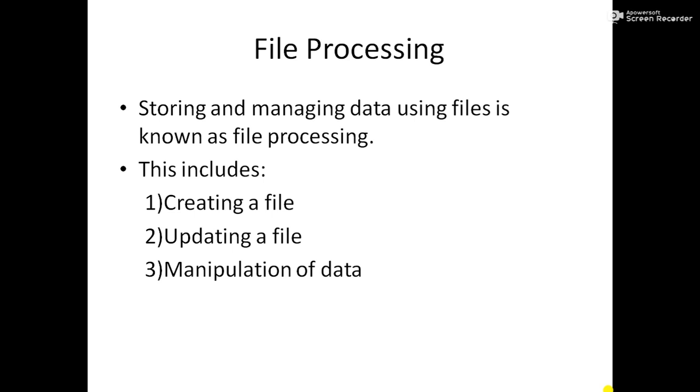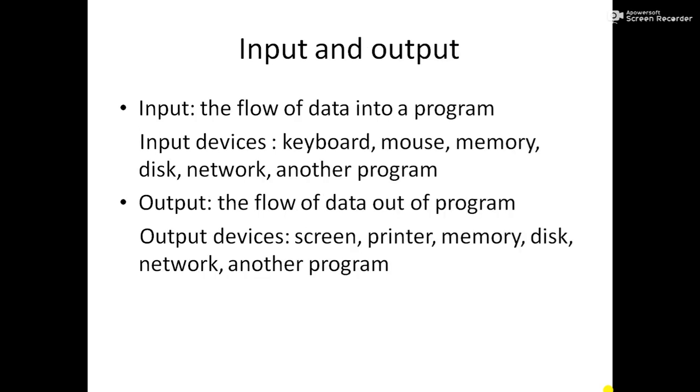Whenever we are handling so many different files, we have to store them and manage the data. Storing and managing the data using files is known as file processing, which includes creating a file, updating a file, manipulation of data, and other processes. So basically we require two major things, that is input and output. Whenever we are dealing with a file, we have to use input and output.